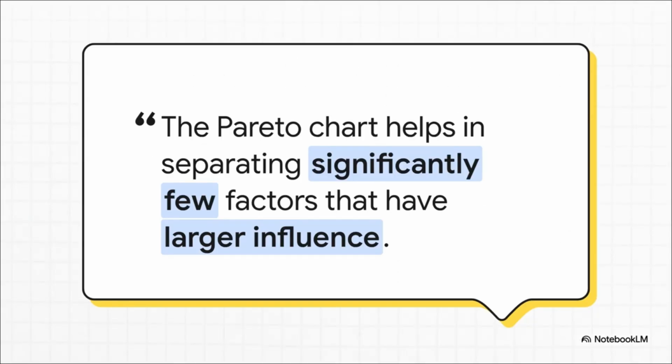And this is where something called the Pareto principle comes in. You might know it as the 80-20 rule. The whole idea is that in a lot of situations, just a few key factors, the vital few, are responsible for most of the impact.